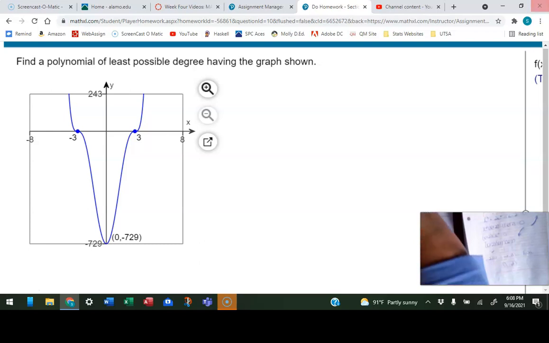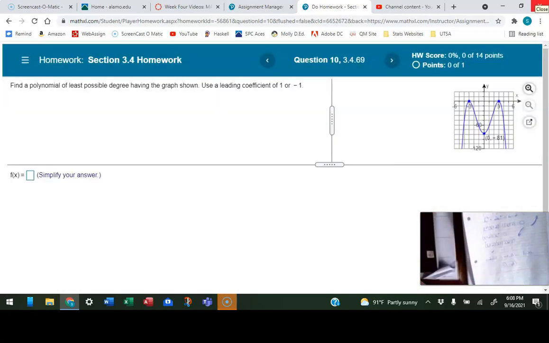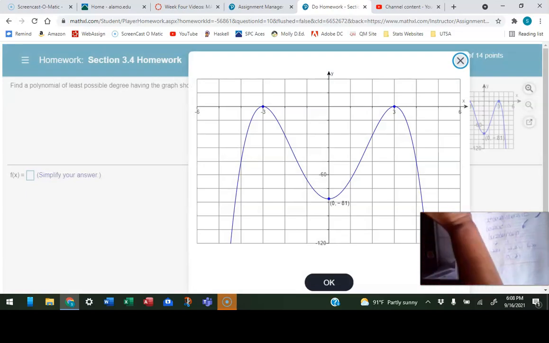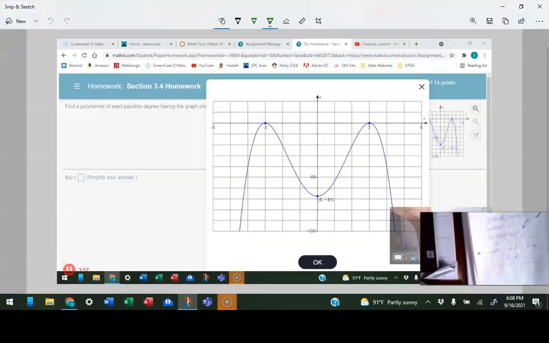So looking at the last couple examples, find a polynomial of least degree. Sensing a pattern here. And so what are we going to do? What we have then is this arm goes down. This arm goes down. So this must be an x to the even, and it must be negative. Okay, so it's an x to the even and it's negative.